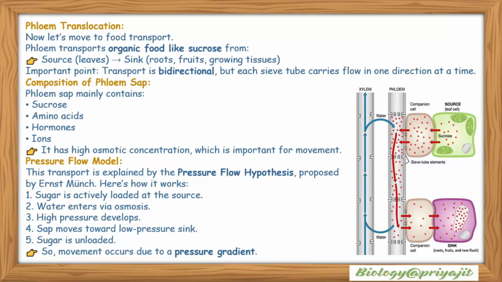So, composition of phloem sap. Phloem sap mainly contains sucrose, amino acids, hormones and ions. It has high osmotic concentration, which is important for the water movement.